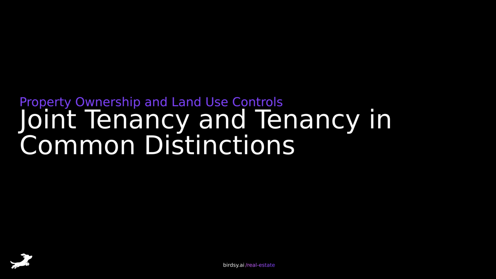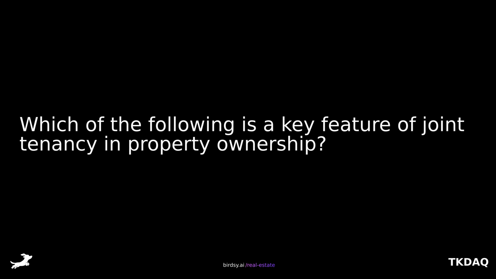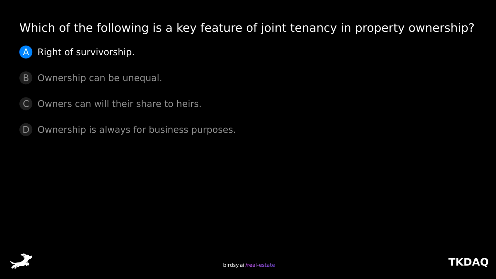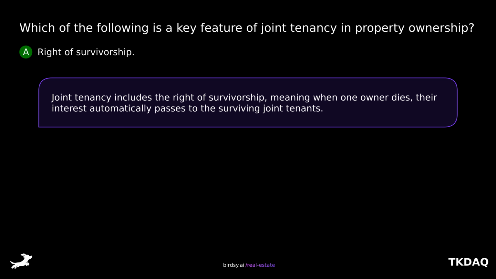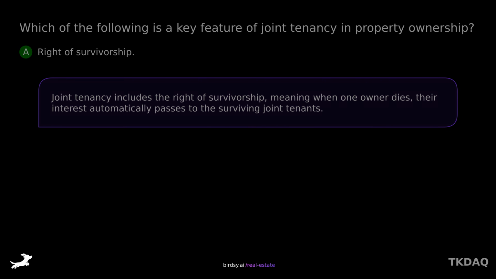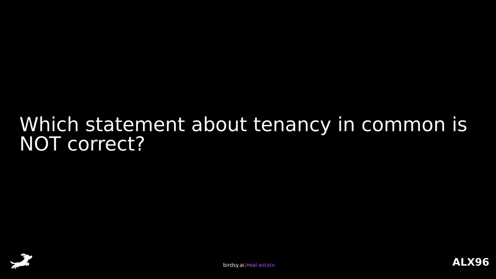Joint tenancy and tenancy in common distinctions. Which of the following is a key feature of joint tenancy in property ownership? Is it A, right of survivorship, B, ownership can be unequal, C, owners can will their share to heirs, or D, ownership is always for business purposes? The correct answer is A, right of survivorship. Joint tenancy includes the right of survivorship, meaning when one owner dies, their interest automatically passes to the surviving joint tenants.